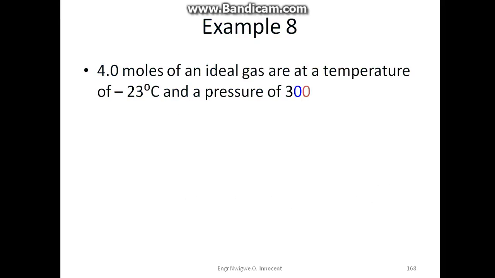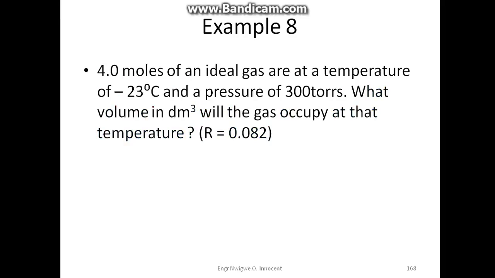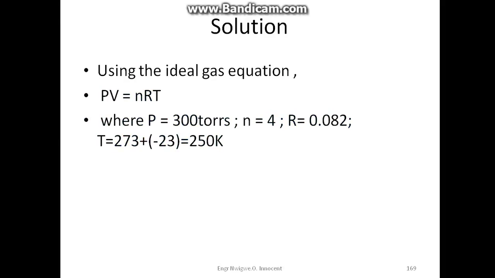Example 8. 4.0 moles of an ideal gas are at a temperature of minus 23 degrees Celsius and a pressure of 300 torr. What volume in dm cubed will the gas occupy at this temperature? Taking R equals 0.082. Solution. Using the ideal gas equation, PV equals nRT, where P equals 300 torr, N equals 4, R equals 0.082, T equals 273 plus minus 23, which will give you 250 Kelvin.